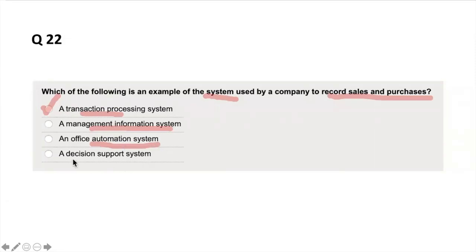Okay. And finally, a decision support system is a system at a higher level, where you're taking all the information you have from transactions, from insights, from grouping information, and trying to make decisions in terms of the data and the transactions you have. So just recording sales and purchases would be a transaction processing system.